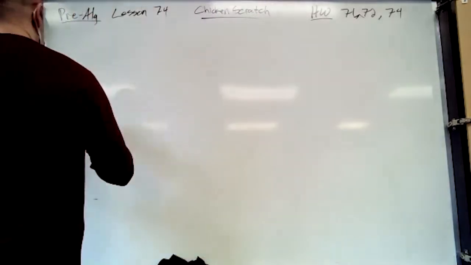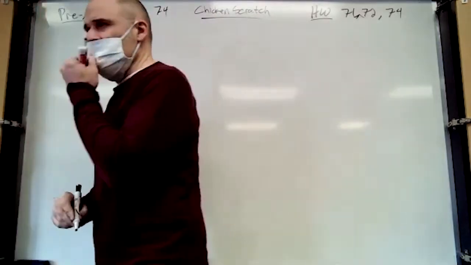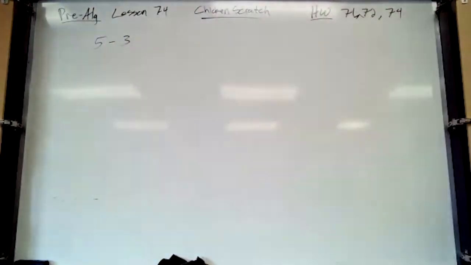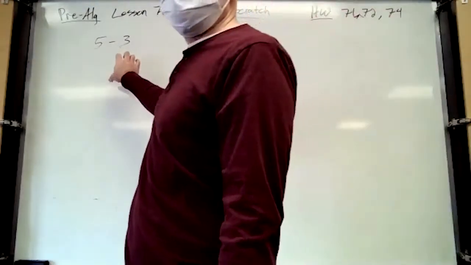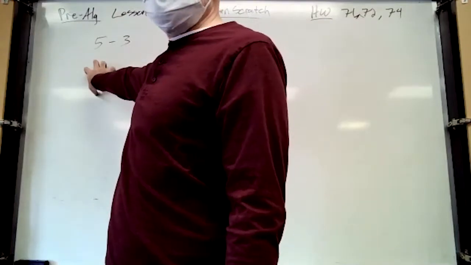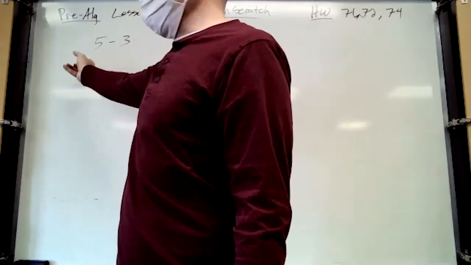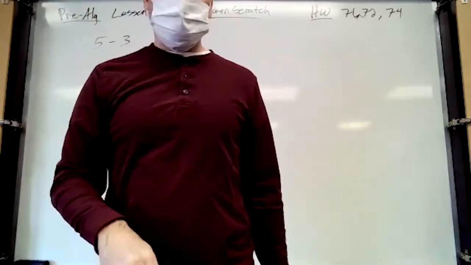I'll show you. So first of all, what's 5 minus 3? 2. What's 3 minus 5? Negative 2. So remember that word in addition where you can switch the order and it's okay? But in subtraction, you can't. The commutative property doesn't apply to subtraction. 5 minus 3 does not equal 3 minus 5.